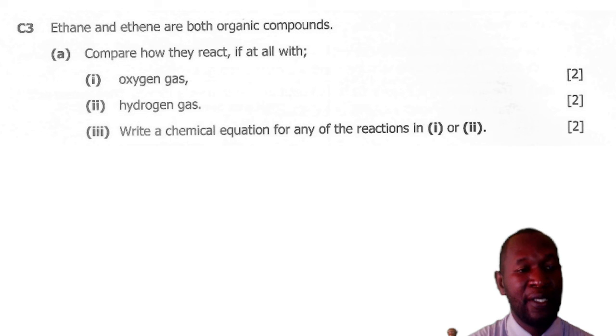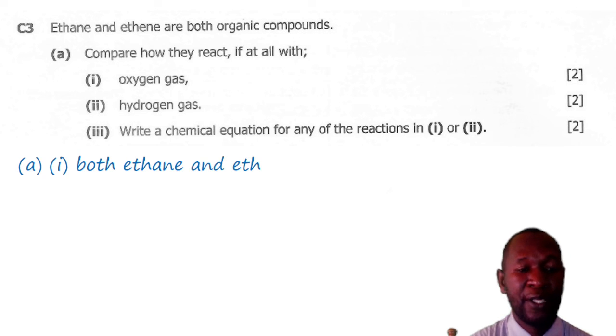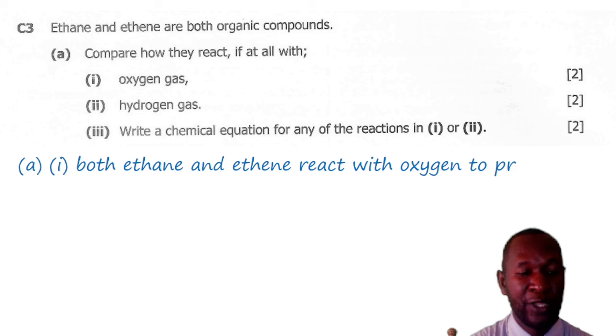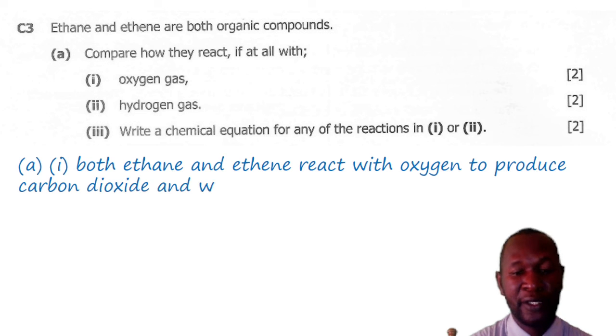C3, ethane and ethene are both organic compounds. Part A, compare how they react, if at all, with 1. Oxygen gas. So with oxygen gas, they will both react. So both ethane and ethene will react with oxygen to produce carbon dioxide and water, which is known as a combustion reaction. Secondly, hydrogen gas.